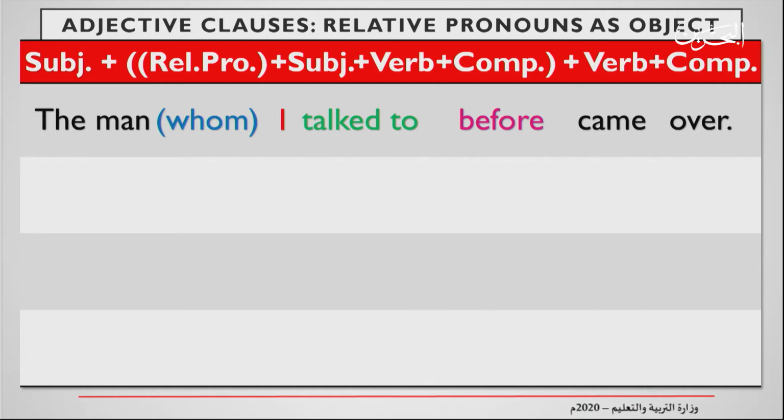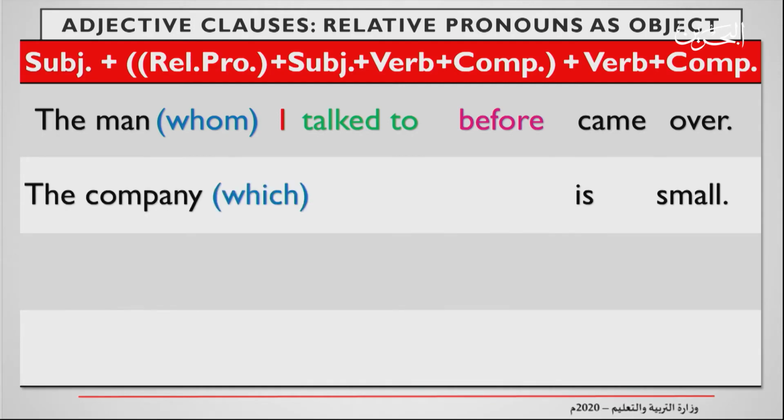For example, if I say the man I talked to before came over, the sentence is correct. Okay. Second one, the company is small. Let us introduce an adjective clause, which again is between parentheses, and I add a subject. He works at. The company which he works at is small. If I remove that, it is correct.